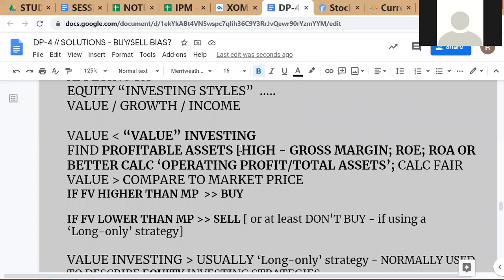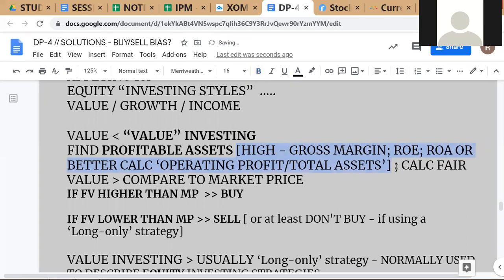Now, what is the goal of doing all these calculations? All these calculations, ROE, operating profit, gross margin, are intended to find out how profitable this company is. So the main thing in value investing is you find profitable companies. Or you can go from the other side also.